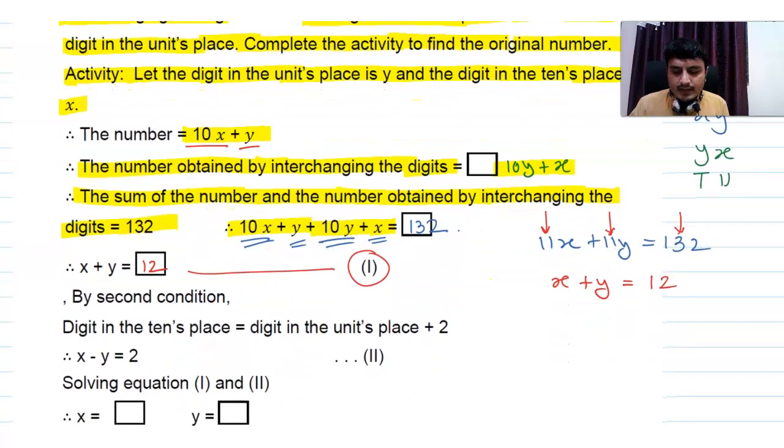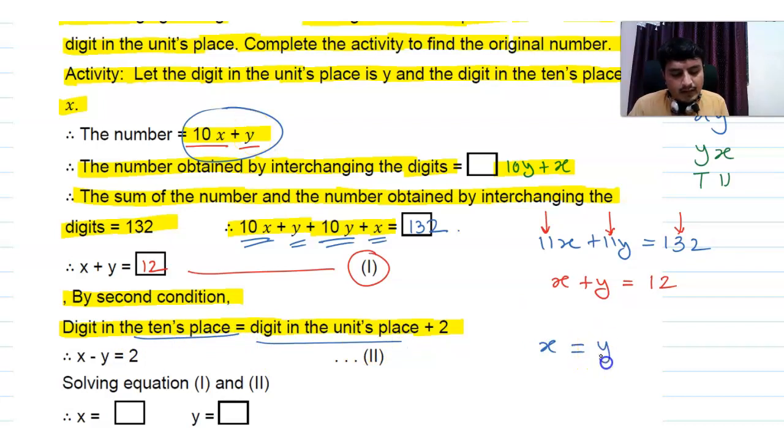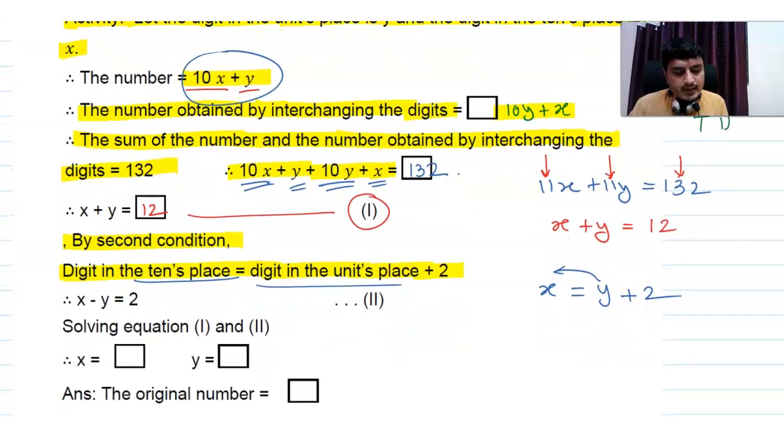Now by the second condition, the digit in the tens place is 2 more than the digit at the unit place. That means in the original number the digit at tens place x equals the digit at unit place y plus 2. Once we shift y from RHS to LHS, plus y becomes minus y, so we get x minus y equals 2. Let's call this equation number 2. Now try to solve equation 1 and equation 2 simultaneously.